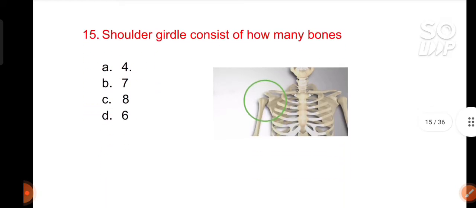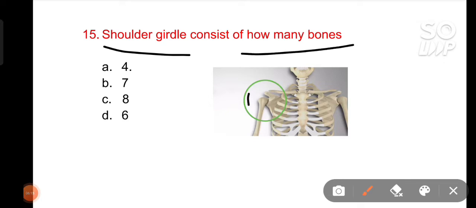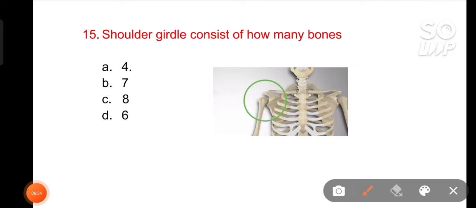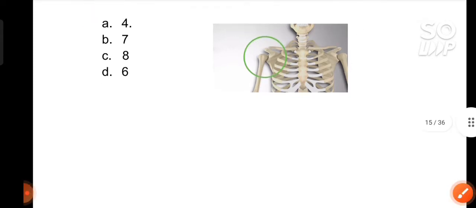The next question is, shoulder girdle consists of how many bones? So we have the shoulder joint here. The joint is formed with how many bones on each side? The options are option A 4, option B 7, option C 8, option D 6. The right answer is option A. So each side of the shoulder joint has 2 pairs of bones. So totally 4 bones.